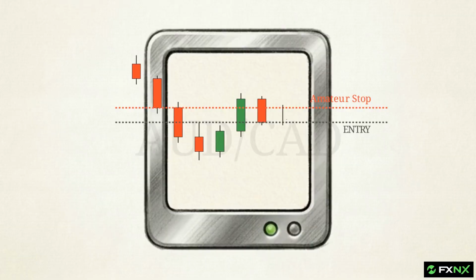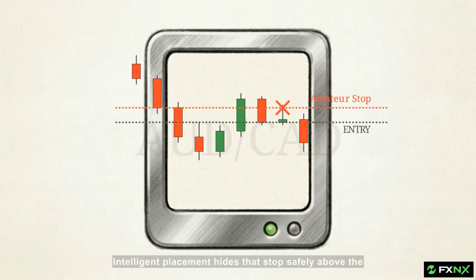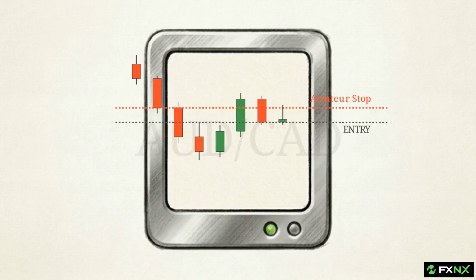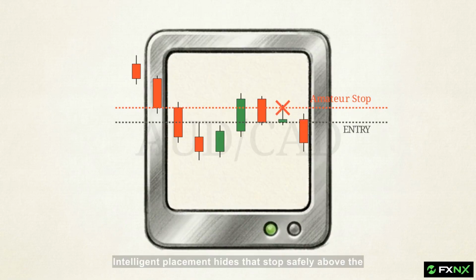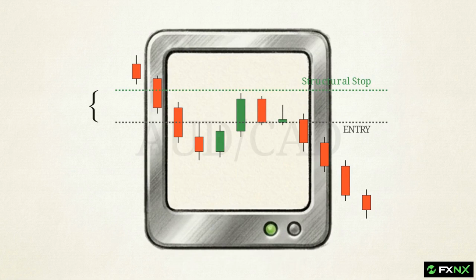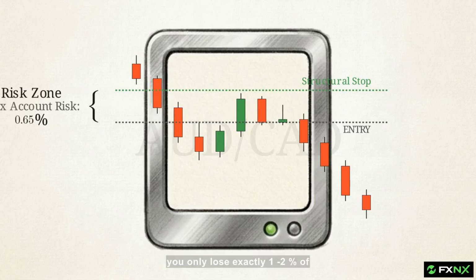This chart compares two exit strategies. Amateurs often place their stop loss at an arbitrary 20 pips away, getting knocked out by normal volatility. Intelligent placement hides that stop safely above the most recent structural high. Once that structural level is set, the math takes over. You calculate your position size so that if the trade hits that stop loss, you only lose exactly 1 to 2% of your total account capital.